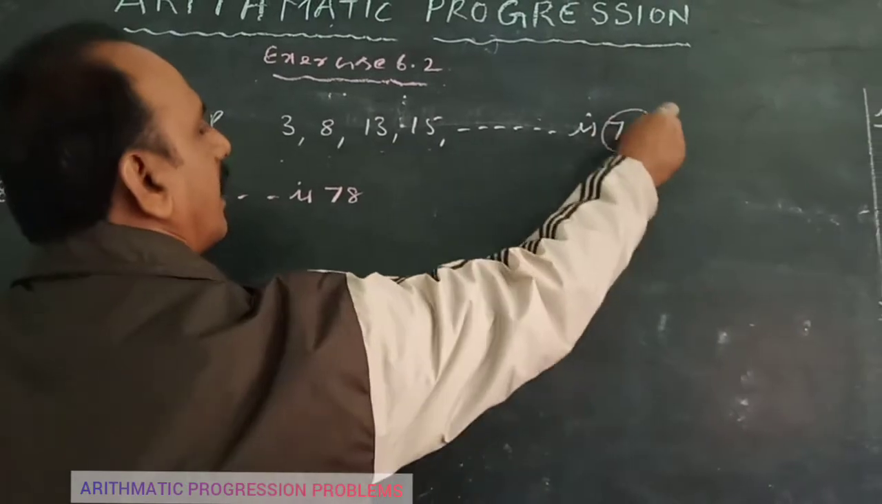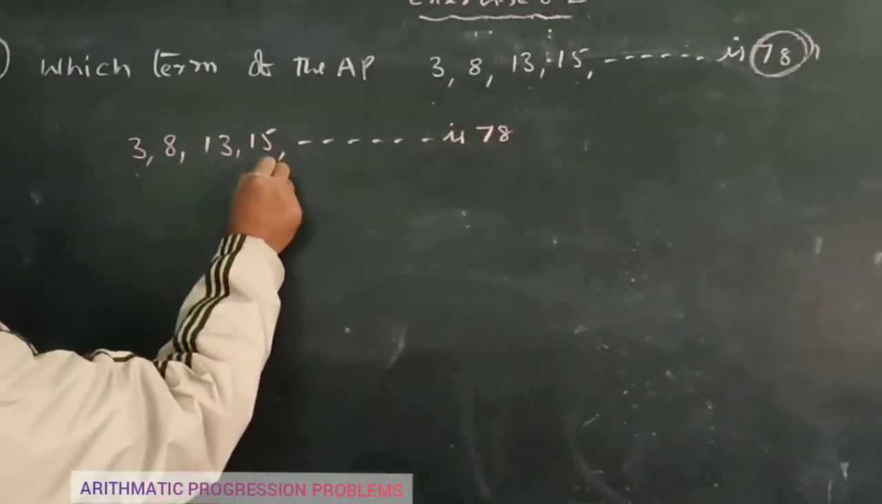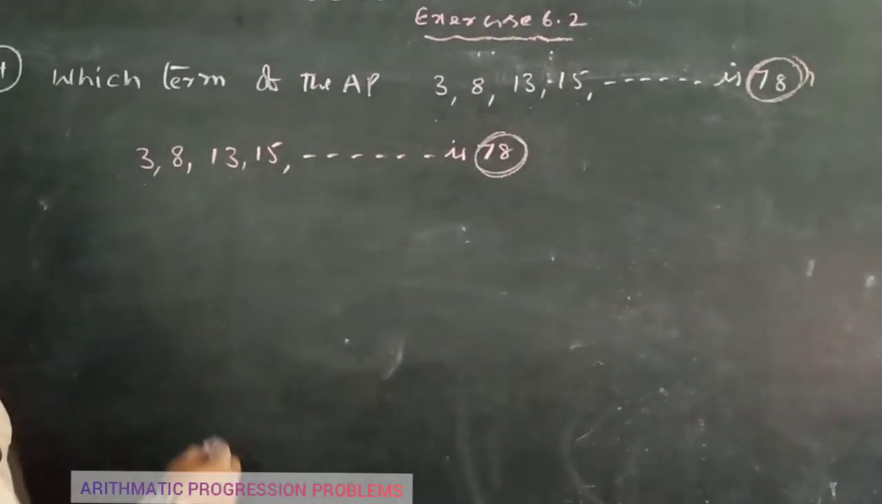First term, second term, third term, fourth term, and so on. 78 is the last term. Last term means nth term.